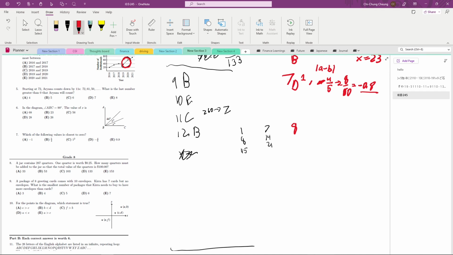But I realized that I think the smarter way of doing it, because if you want to calculate the value in the jar, you need to do 267 times 0.25, and then it's kind of off because this is divided by 4 basically, and 267 is not divisible by 4. But if you first calculate the number of quarters in 100 and then minus, it's way faster. That's what I realized.